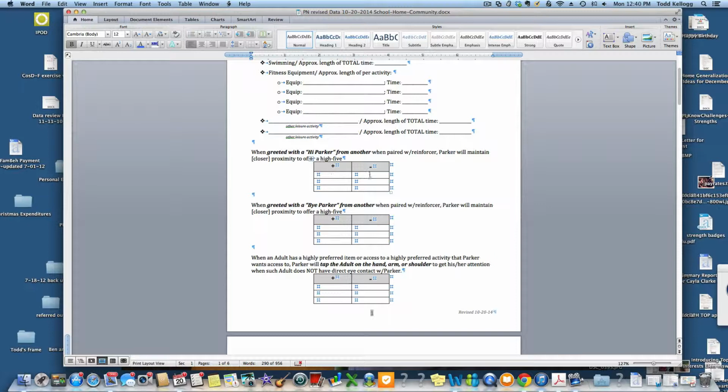If Parker moved away and didn't high five the person, then we would put a minus here or a check under the minus column. Really, only three opportunities to record that. With bye, Parker, same thing. It's just instead of a hi, it's a bye with a high five coming from the adult. If we can pair a reinforcer with it, that would be great.